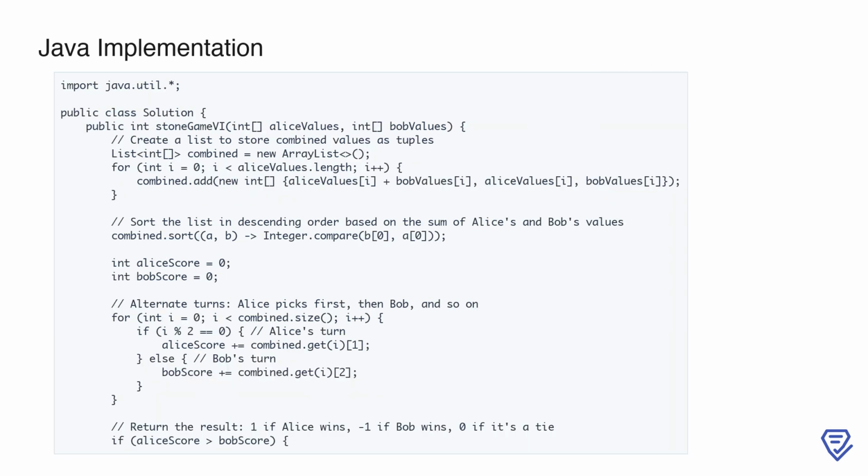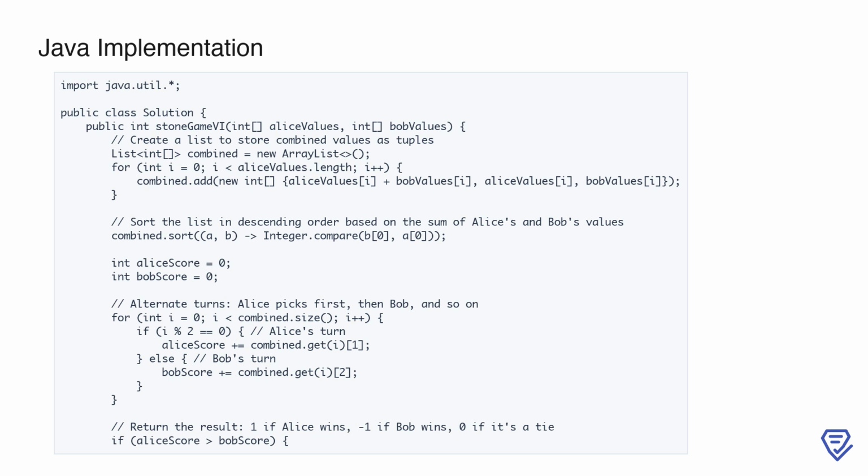Here, we start by importing the necessary Java utilities and defining our solution class. Inside the Stone Game VI method, the input consists of two arrays, Alice values and Bob values, which represent the values each player assigns to the stones. The first step is to create a list called combine that stores tuples containing three elements: the sum of Alice's and Bob's values for each stone, Alice's value for that stone, and Bob's value. This allows us to consider both players' perspectives while sorting the stones.